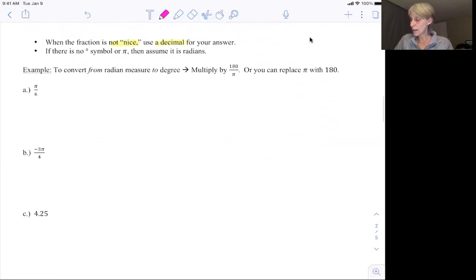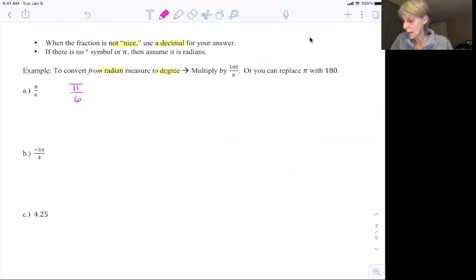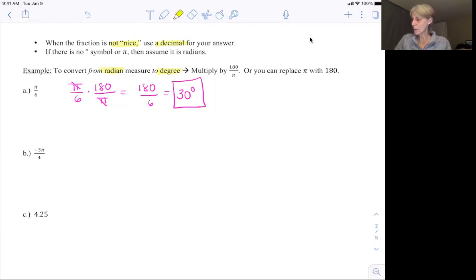To convert from radian measure to degree, now here, we're going to be in radian measure. We're going to multiply by 180 over pi. So if I take pi over 6 and multiply by 180 over pi, here it's easy to see our pi's cancel. We really have 180 divided by 6, which is 30 degrees. I find it a little bit easier when I'm dealing with this situation, just replace pi with 180. The pi's cancel really anyway.